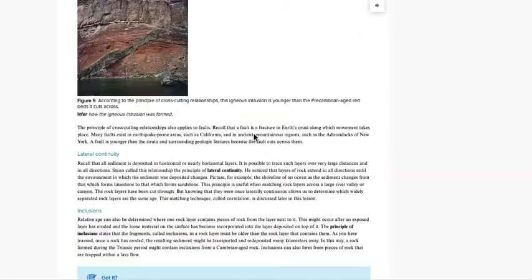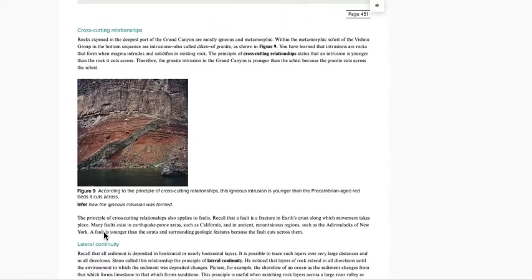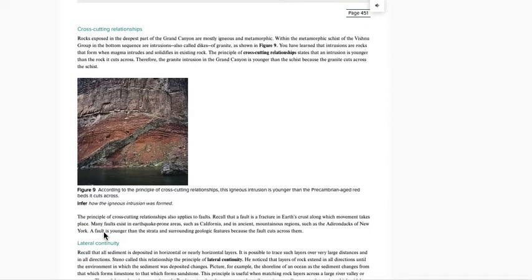The law of cross-cutting relationships. I think this is a good picture, but basically the law of cross-cutting relationships states that an intrusion, and to intrude means to come in on something, is younger than the rock that it intrudes on. So if you see this red rock here, I call this color red rock, but some people might say it's brown. If you look at this brown or red rock here, it's obviously older than this rock that came and cut through it.